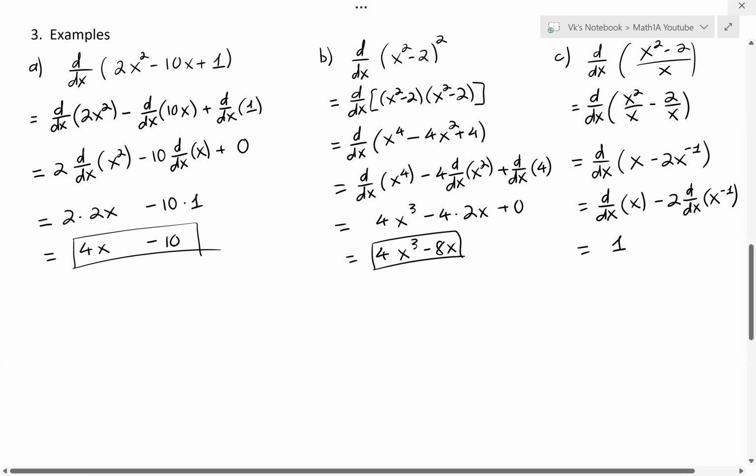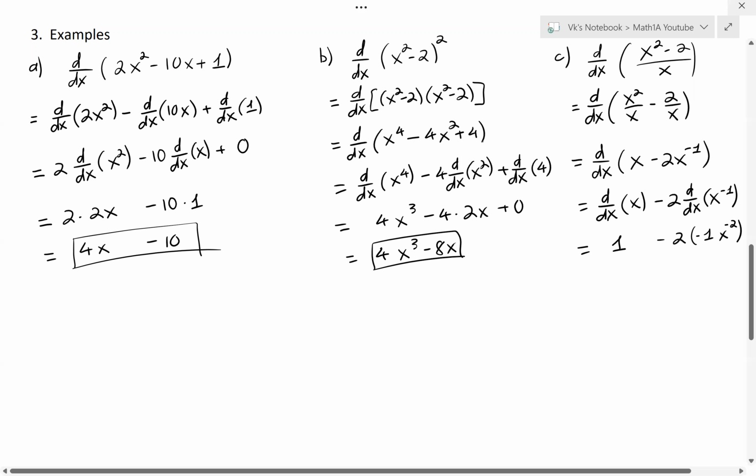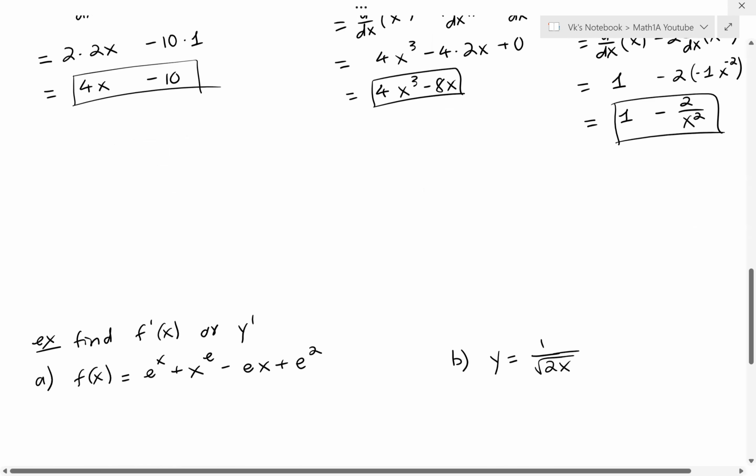Derivative of x by the power rule is 1, and the derivative of x to the negative 1 by the power rule is negative 1 times x to the negative 2. So this is 1 minus 2 over x squared. Yay! Pretty cool. Let's do a few more advanced examples.